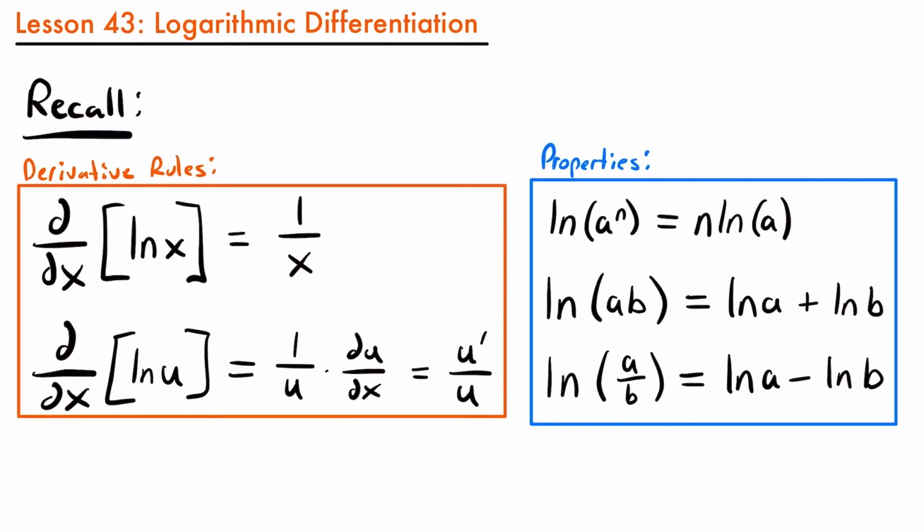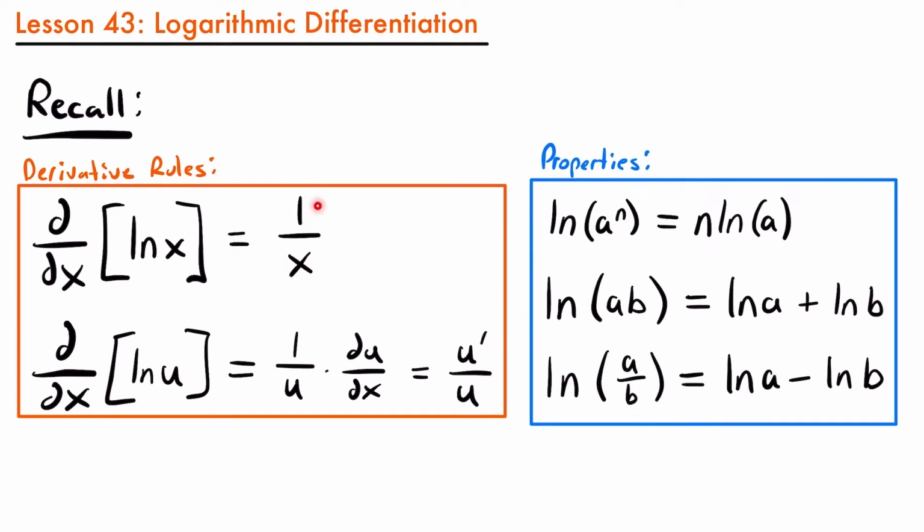Before we can look at the process of logarithmic differentiation, we first need to recall the derivative rules for the natural log function, as well as some important properties for the function. First, let's recall the derivative rules for the natural log function. We know that the derivative of the natural log of x is equal to 1 divided by x.